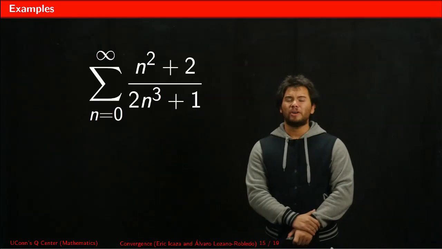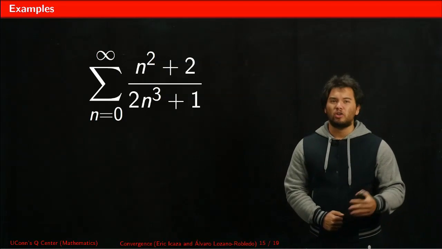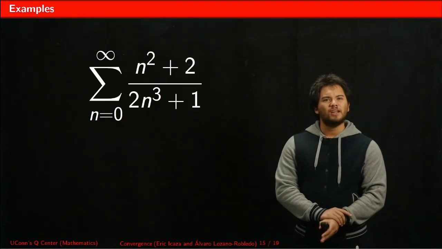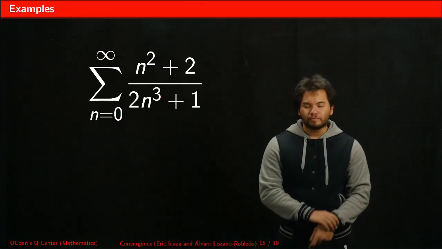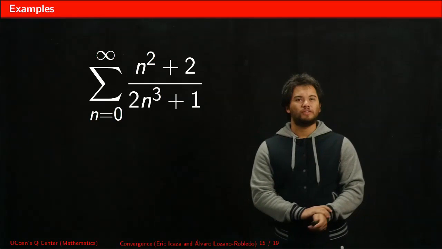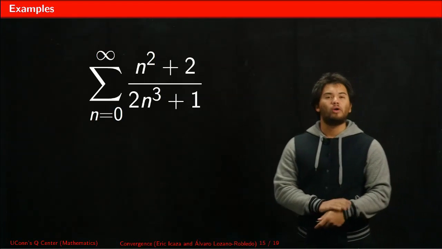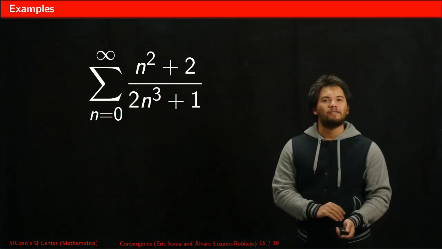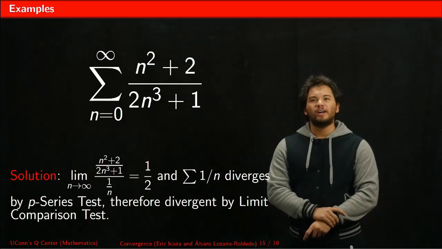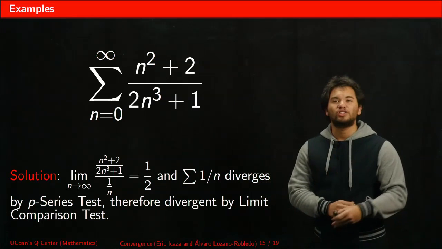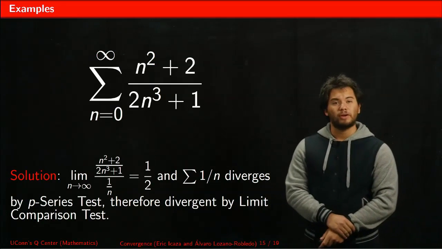If we try a direct comparison, that turns out messy, because it's not easy to say whether this series is going to be larger or smaller than some other series. So instead, let's use the limit comparison test. Let's try it out with 1 over n. If we take the limit as n goes to infinity of n squared plus 2 divided by 2n cubed plus 1, divided by 1 over n, we'll get 1 half. That means that both these series will diverge because the limit of their fraction is 1 half. So this series is going to diverge by the limit comparison test.